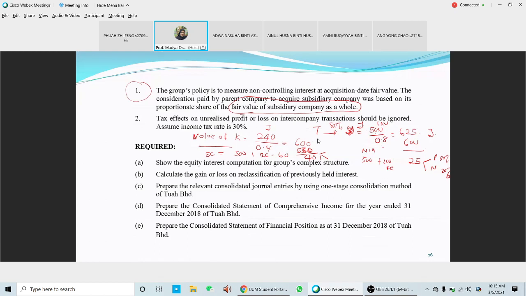Okay, so going to refer back to the things that you need to do here, which is to show the equity interest. Actually, we have done the first part here, do the equity interest. Calculate gain or loss on reclassification of a previously held interest. Previously held interest here is the 30% that you have in Kasturi. Prepare journal entry using one stage consideration. One stage consideration here, we prepare the journal entry based on indirect interest. And then statements of comprehensive income and financial positions. So that is the thing that we need to do.